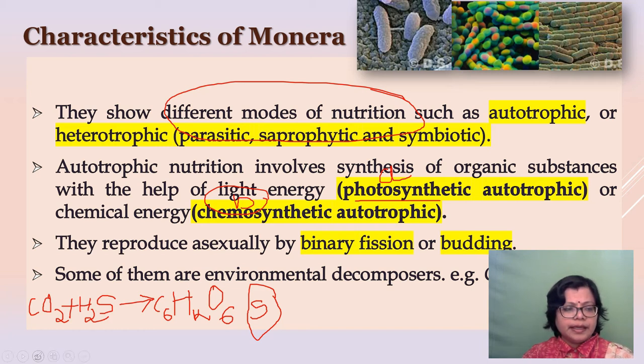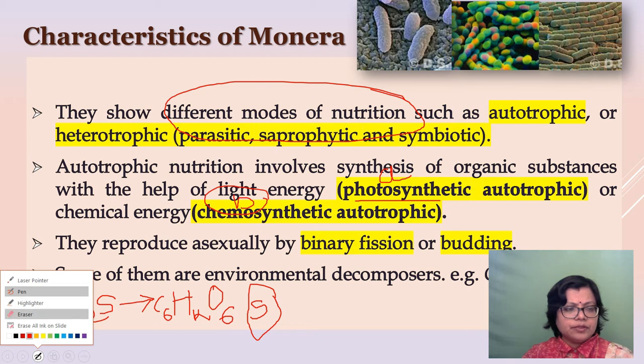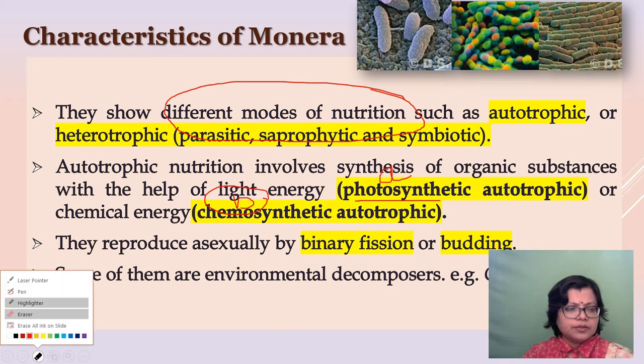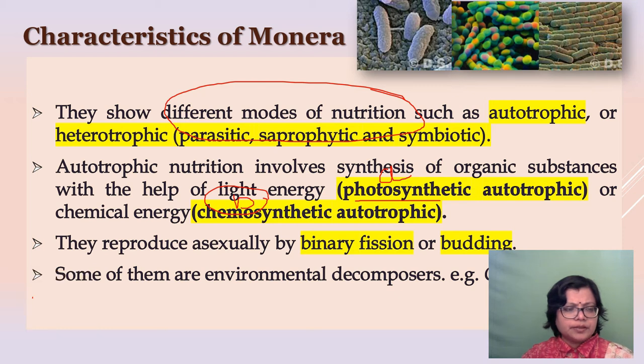Now the next one is the chemosynthetic autotrophs. Here the solar energy is not utilized, the energy comes from certain chemicals. For example, ammonia gets converted into nitrites and then nitrates in certain bacteria, for example Nitrosomonas, right? And the energy which is released is utilized for the synthesis of the food, so the solar energy is not utilized. That type of autotrophic mode of nutrition is known as chemosynthetic autotrophic nutrition, right?